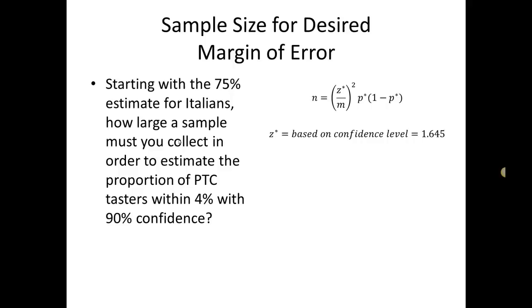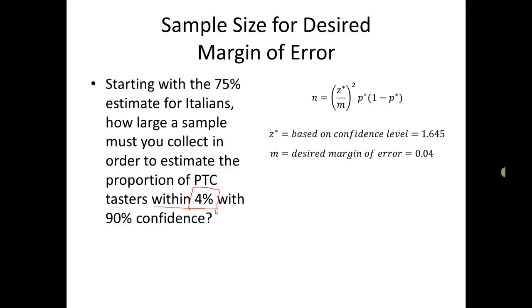So z star is going to be based on the confidence level that you want to have. In this particular case, we were looking for 90% confidence. So z star for 90% confidence is 1.645. Next we have m. M is our desired margin of error. It's going to be given to us in the problem. So in this problem it says we wanted to estimate within 4%. So that 4% is the desired margin of error.